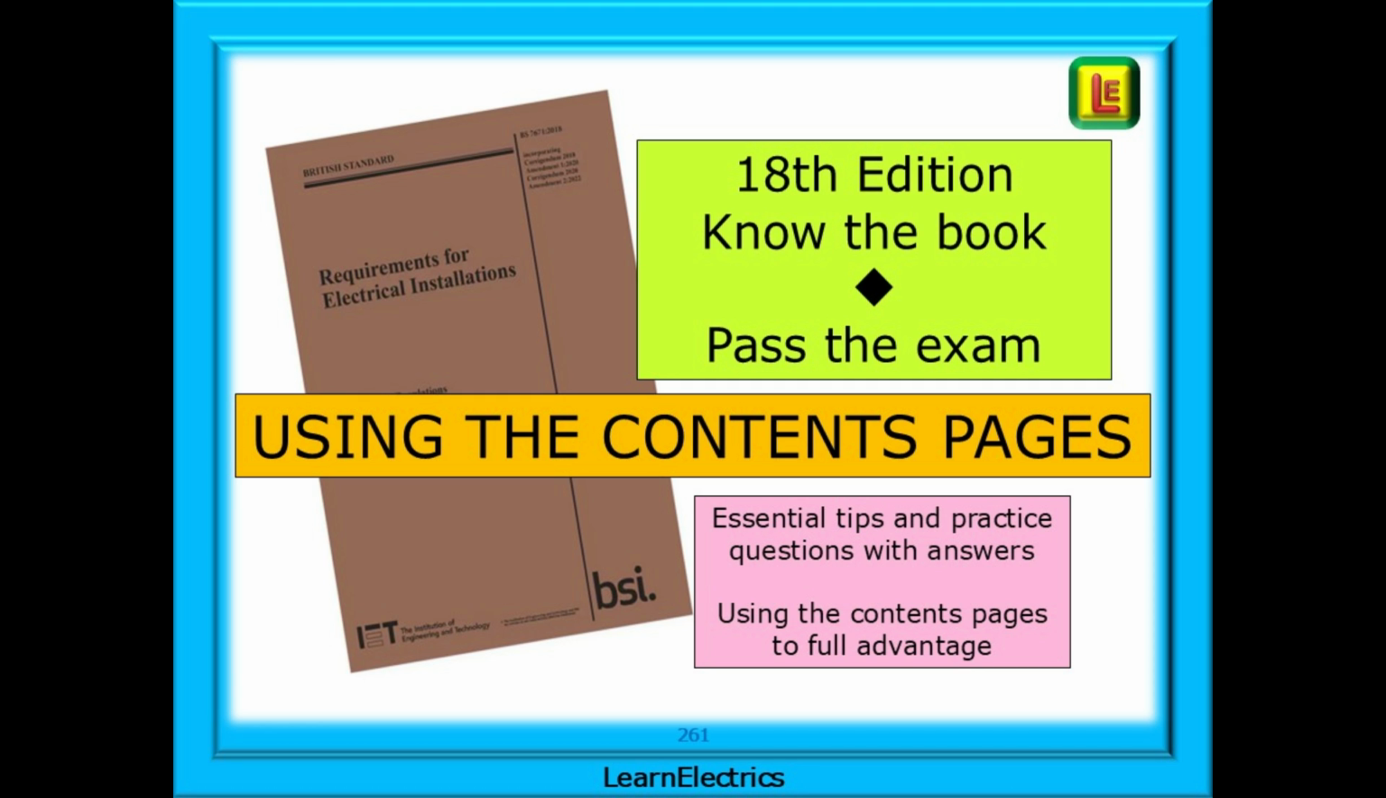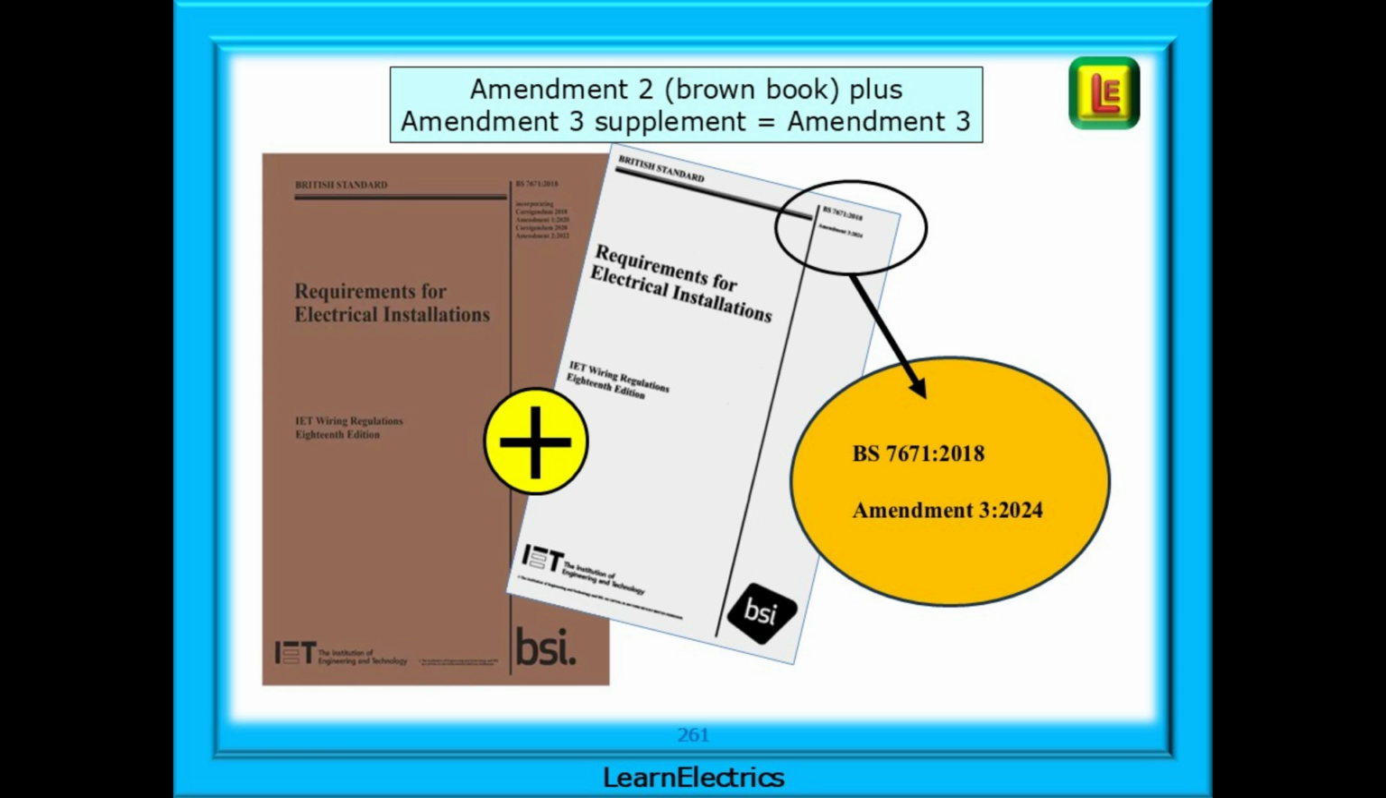Take full advantage of the information that is available. We are using the Brown Amendment 2 book for this video. Amendment 3 of the wiring regulations was released in 2024, and if you downloaded, printed and attached the Amendment 3 supplement into your Brown book, then this effectively makes your Brown book Amendment 3 compliant.